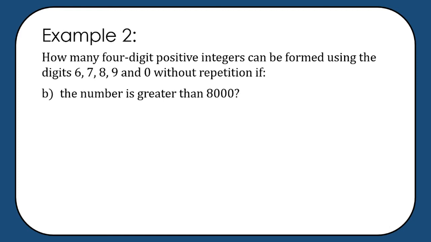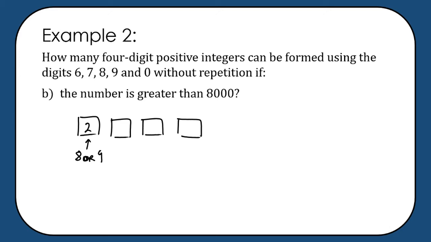Okay, same problem, 4-digit positive integer formed using the digits 6, 7, 8, 9 and 0 without repetition if the number has to be greater than 8,000. So again, we want a 4-digit number, but here it has to be greater than 8,000. So that means there's restrictions on here. That one can be only 8 or 9. So we've only got 2 options to go there, and then we can put anything after that.